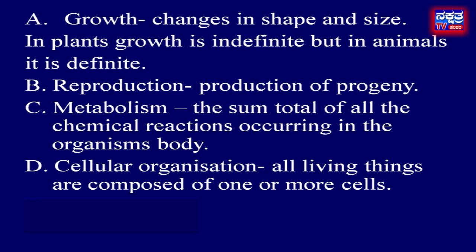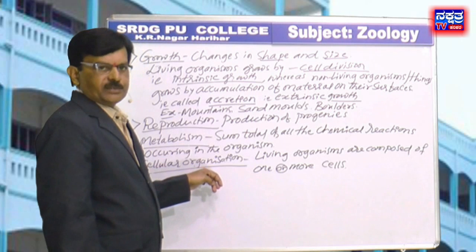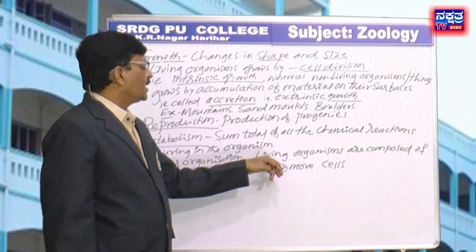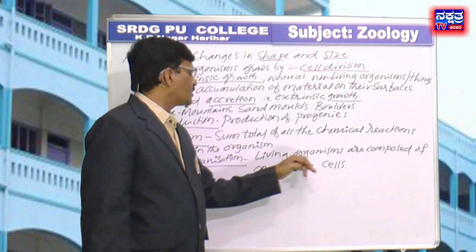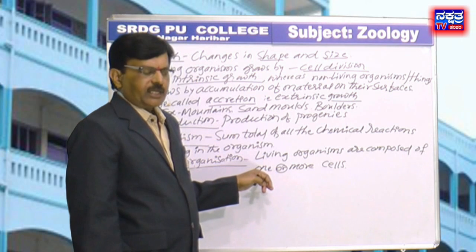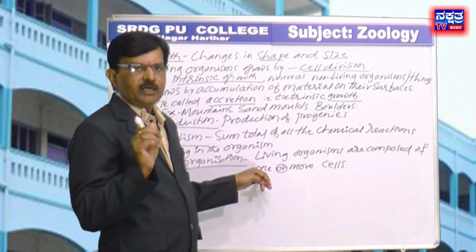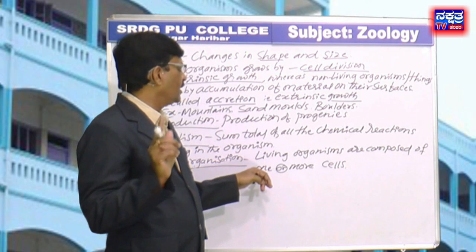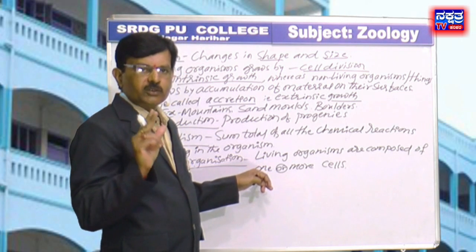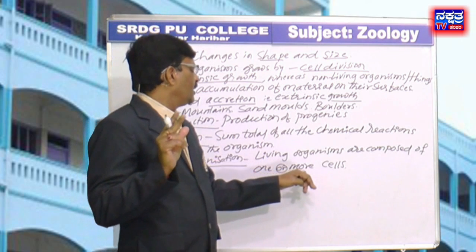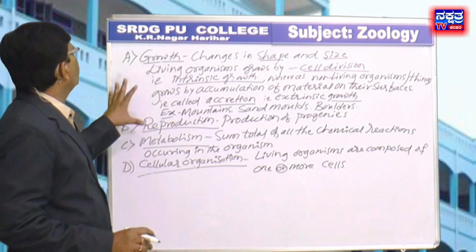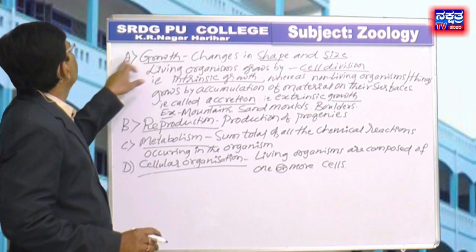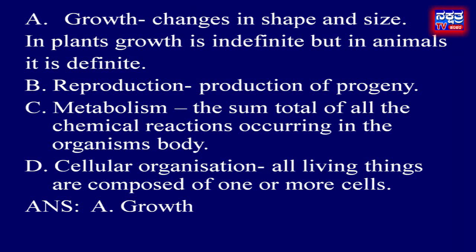D option is cellular organization. All living organisms, either unicellular or multicellular, are composed of cells. If it is made up of only one cell, then that is called as the unicellular. If made up of more than 2 cells, then that is called as the multicellular. Okay. On the basis of these options, the correct option is the growth. Okay.